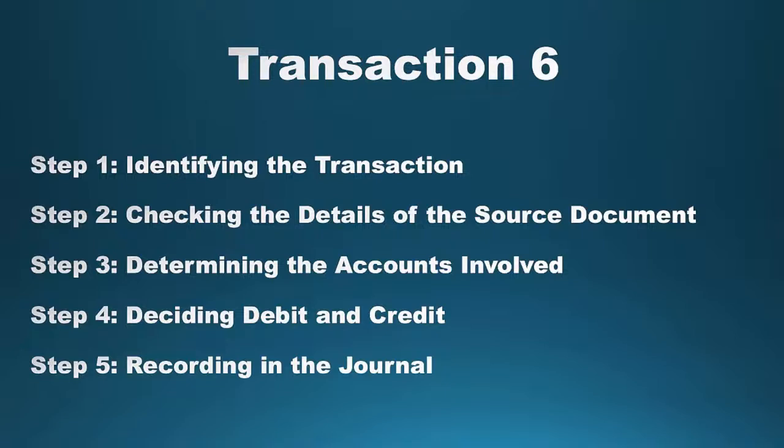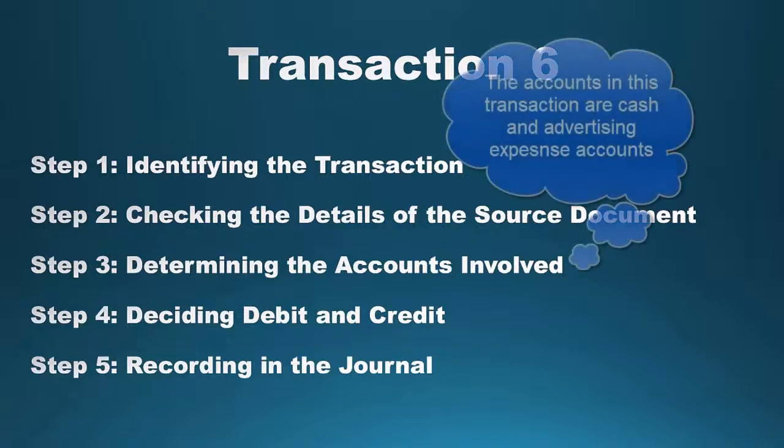Step 3, determining the accounts involved. Now let's figure out which accounts are affected by this transaction. Account 1, advertising expense account. This is an expense account because the payment is for promotional activities to support the business. Account 2, bank account. This is an asset account because cash is used to pay for the advertising and the cash balance decreases.